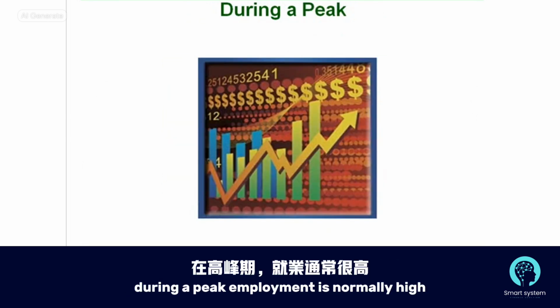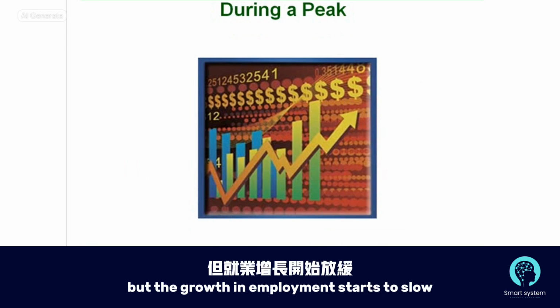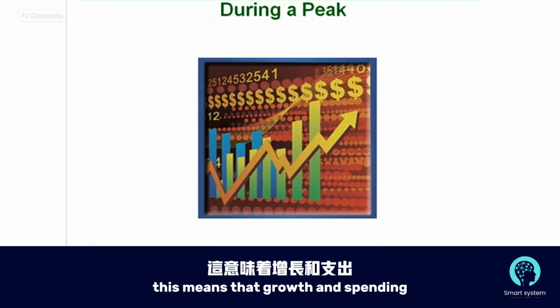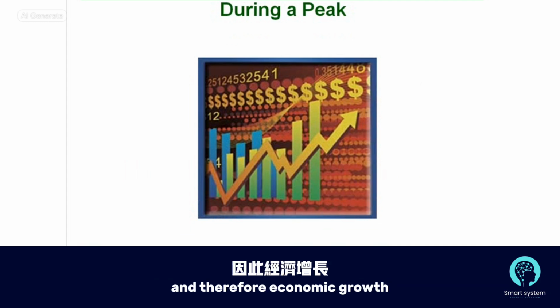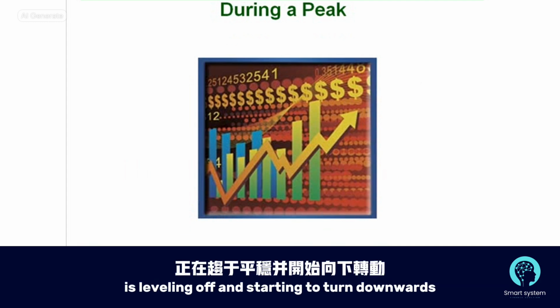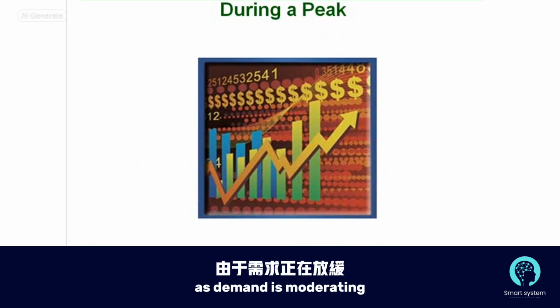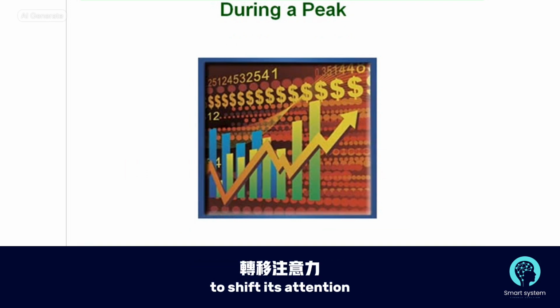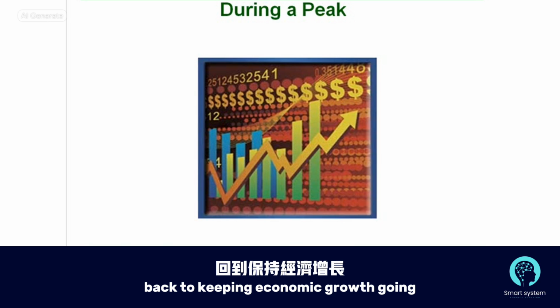During a peak, employment is normally high, but the growth in employment starts to slow, and the growth in unemployment starts to rise. This means that growth in spending, and therefore economic growth, is leveling off and starting to turn downwards, as demand is moderating. This normally means that prices are also stable, which allows the Fed to shift its attention back to keeping economic growth going, and to avoid a potential contraction.